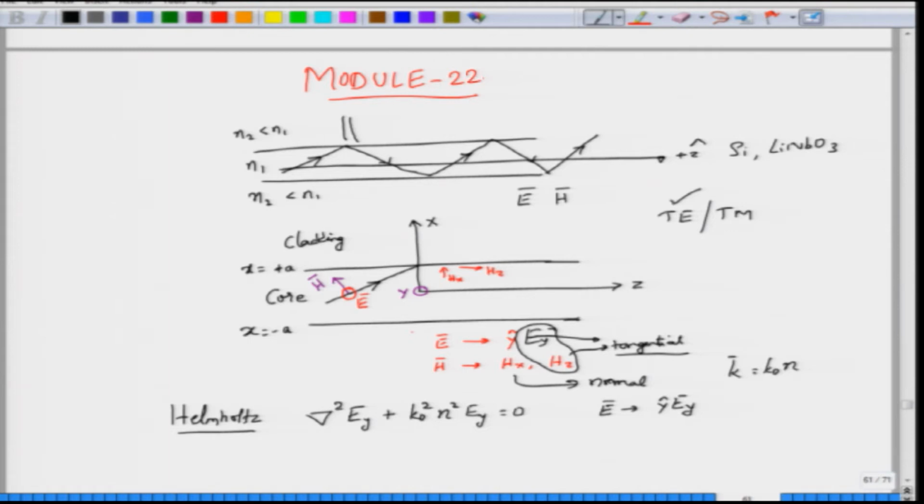Now, here you have to think a little bit. Does this n refer to n1 or n2? In fact, you have to have two such equations, one for the core and the other one for the cladding. Okay. So, you will have another equation for the cladding, with k0 square n2 square Ey, and this equation has to be solved separately, and you match both equations at the boundary by applying appropriate boundary conditions.